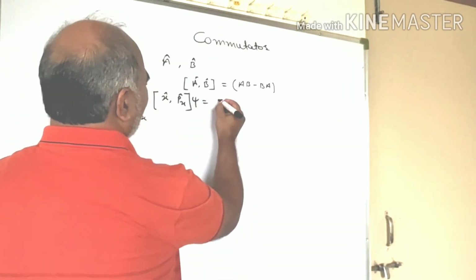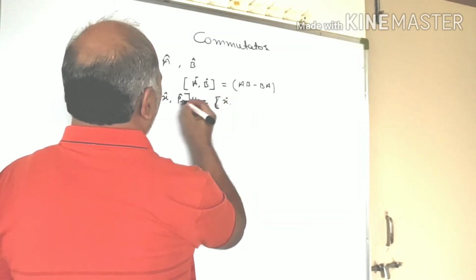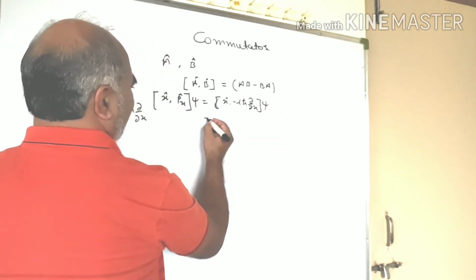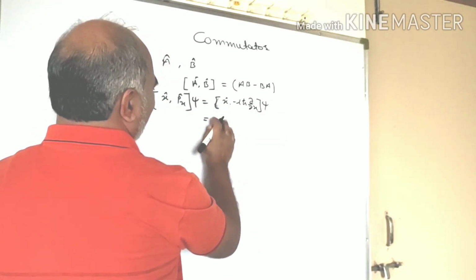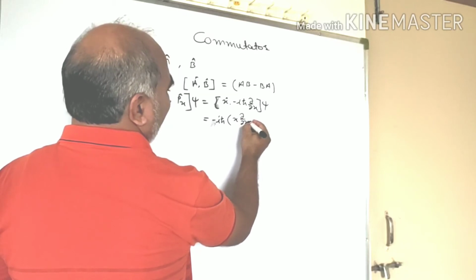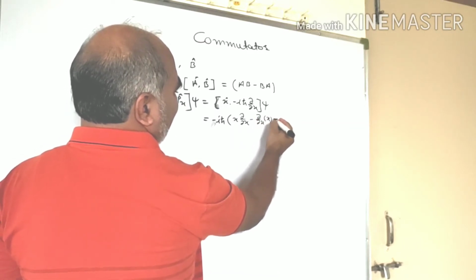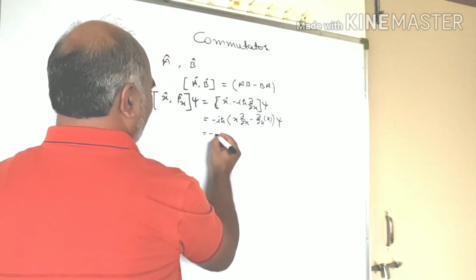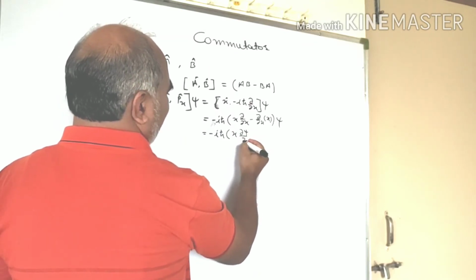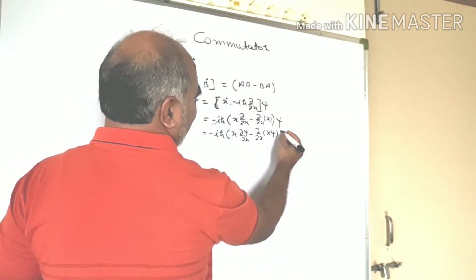Then the commutator of x and px acting on psi is x times minus i h cross delta by delta x psi minus minus i h cross delta by delta x of x psi. Taking minus i h cross common, this is x delta by delta x minus delta by delta x of x, acting on psi, which is equal to minus i h cross times x dou psi by dou x minus delta by delta x of x psi, whole bracket completed.